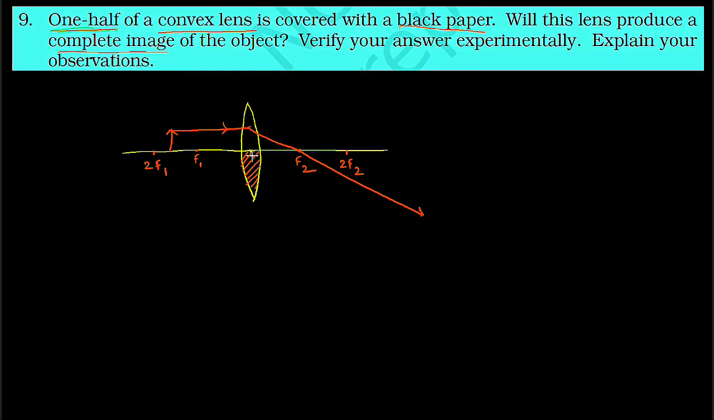Since the lens is half filled, we will draw the ray diagrams a little bit differently. We will draw one ray like that. After getting refraction, it will move like that. We will see where it is going to meet. It is going to meet here. So this is the position where I am going to get the image.